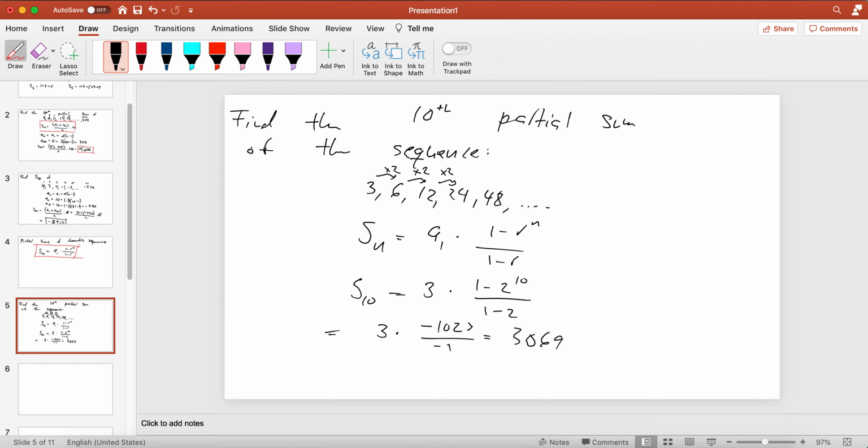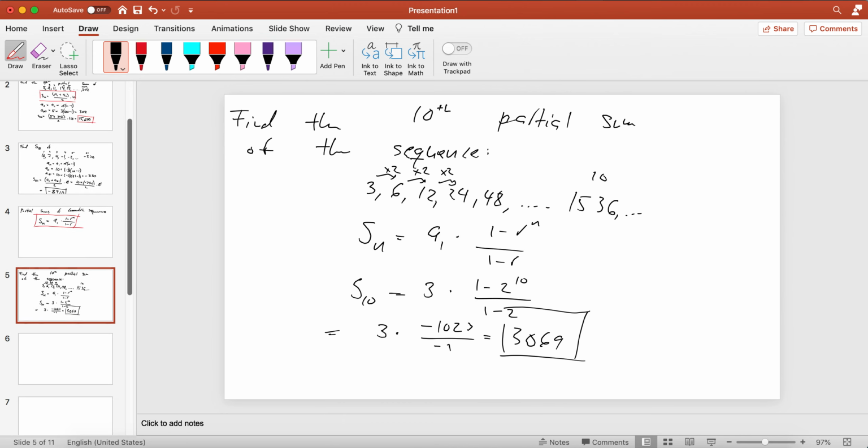So if you do 3 plus 6 plus 12 plus 24 plus 48, and I happen to know that the last element here is 1536, so if you were to add up these first 10 numbers, you get 3069. Okay, good. So hopefully that makes it clear how to use this formula.